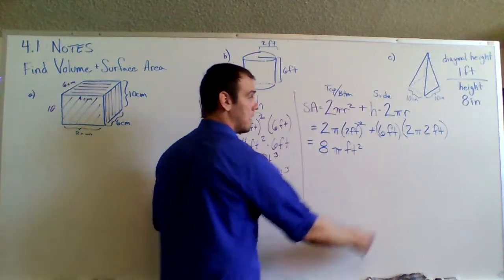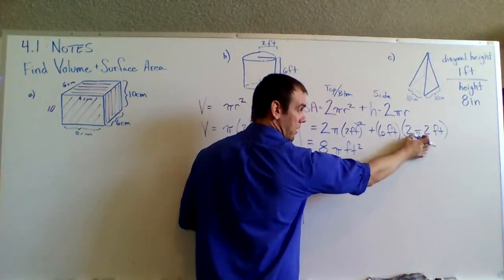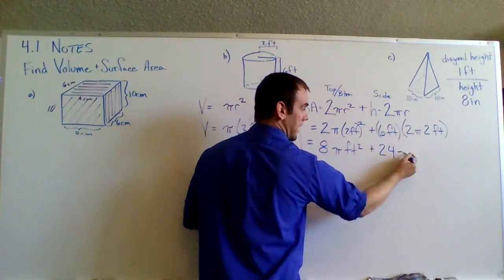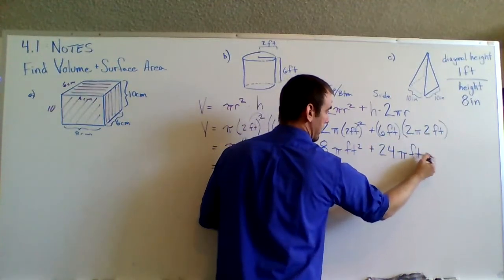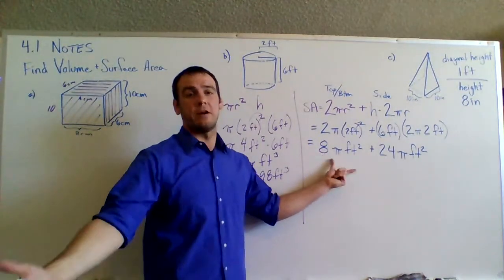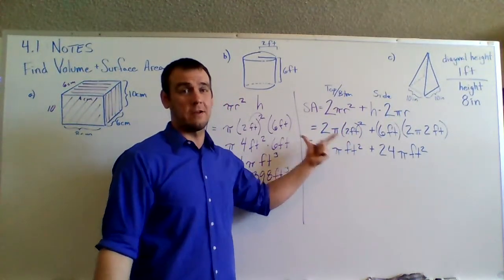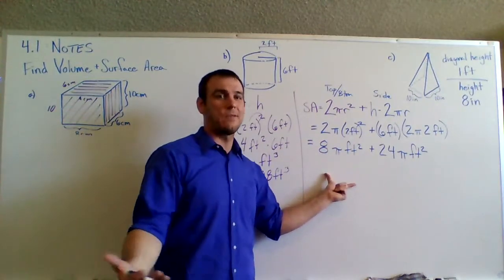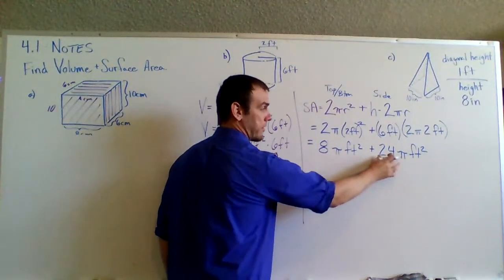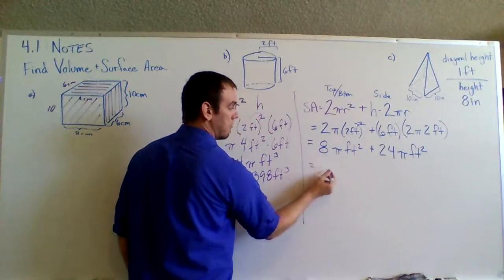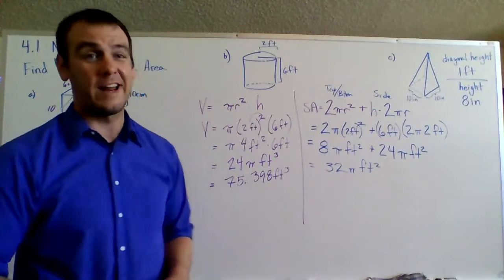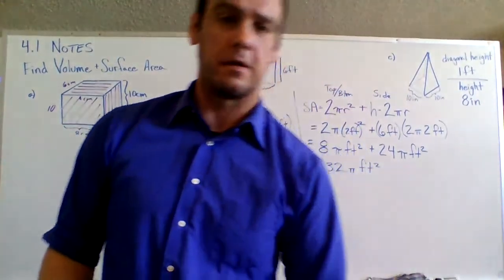squared. Over here we've got 2 times 2 is 4, times 6 is going to give me 24 pi. Feet times feet is feet squared. Okay, these are the same units, so we can add them up. You can type this all into your calculator as soon as you know everything, or you could reduce it a little bit. Then you have less to type into your calculator. 8 pi feet squared plus 24 pi feet squared makes 32 pi feet squared.